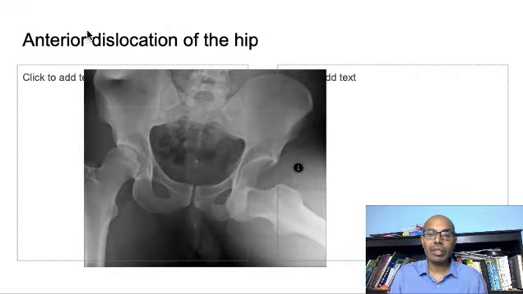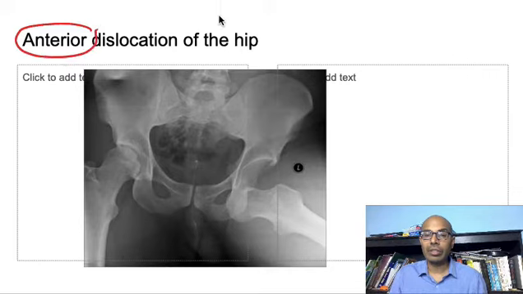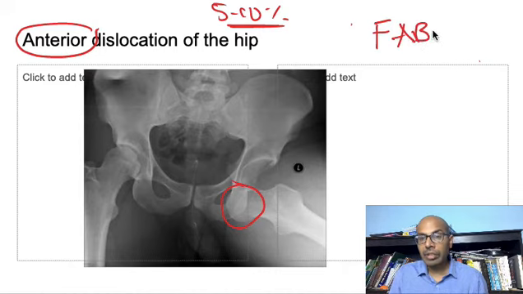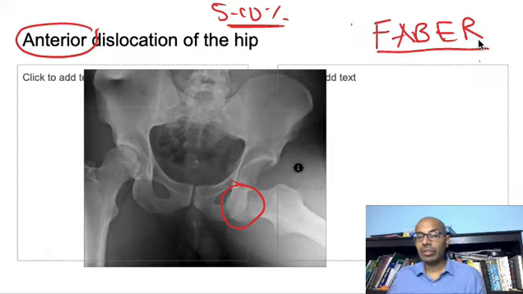The next type of dislocation we can see in the hip is anterior dislocation, which forms about 5 to 10% of all dislocations. It is much less common. The mnemonic to remember here is flexion, abduction and external rotation. FABER. There's another FABER test all of you should know for sacroiliitis. Flexion, abduction and external rotation is done for checking the sacroiliac joint issues.